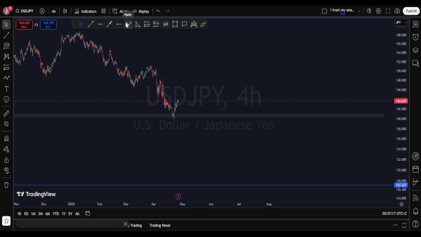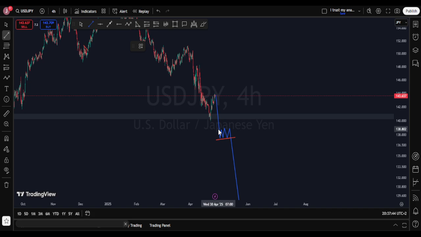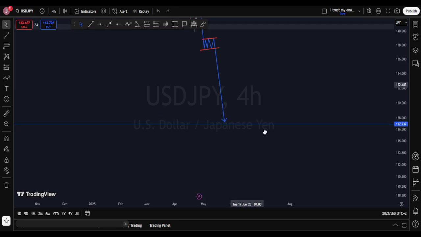Let me just do this. Strong push to the downside and ideally below the zone, and then wait for a nice continuation pattern. And then enter at the breakout all the way until the lows. So this will be your target, ladies and gentlemen. This low will be your target.